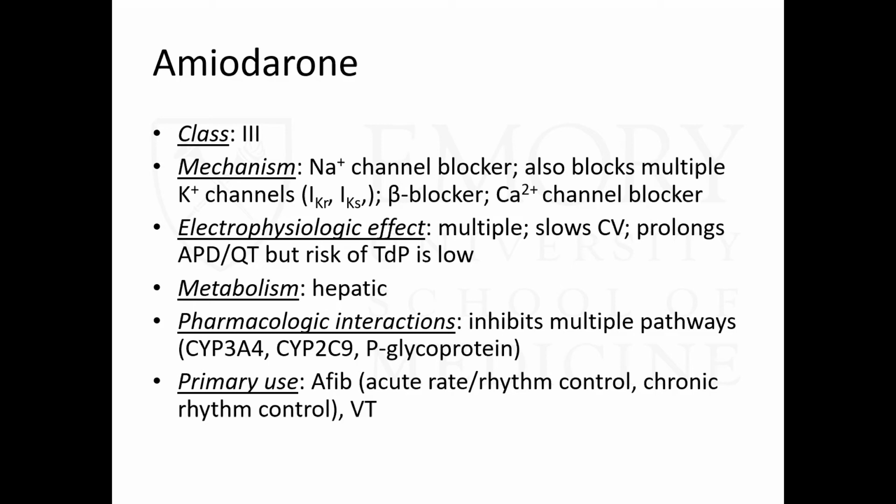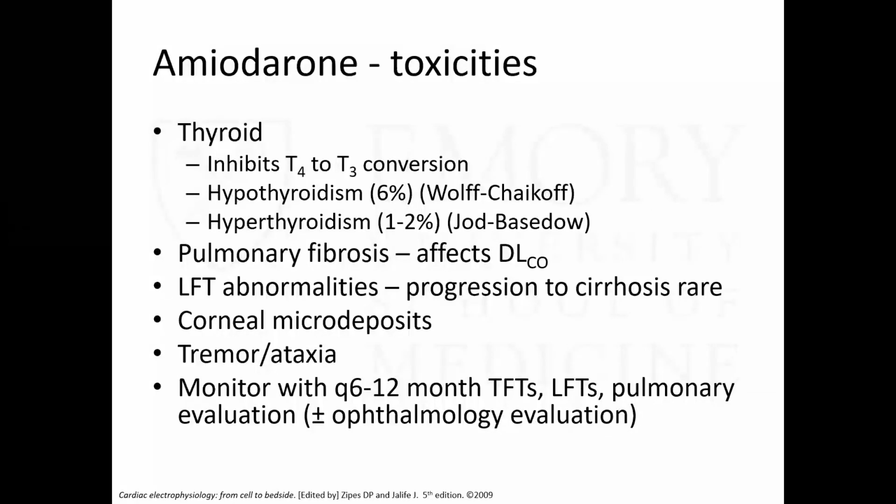Even if the QT does get a little bit long, some of that may be because it does have some calcium channel blocking activity. We don't really know. But even if the QT is long, amiodarone tends to be pretty safe. Amiodarone you can obviously use for Afib, you can use it for VT, you can use it for a whole host of arrhythmias, but amiodarone's obviously got a lot of toxicities that are important to remember.